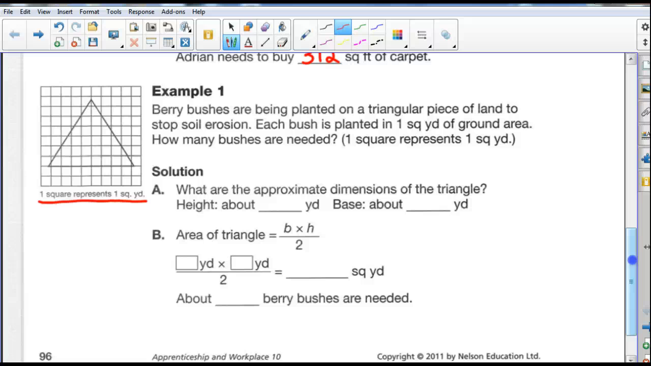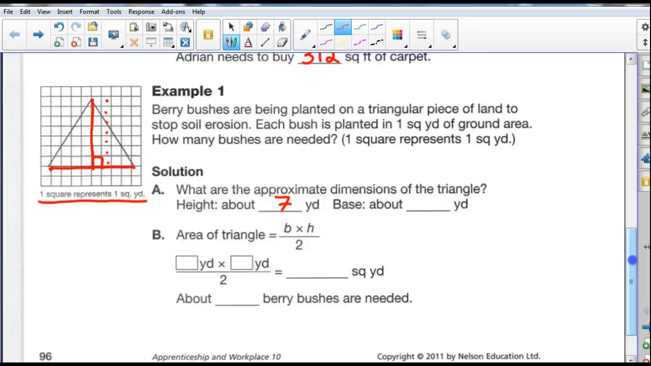What are the approximate dimensions of the triangle? The height. Well, we know that the height of a triangle is the perpendicular distance from the base, which is right here, to the vertex, which is right here. So we're going to draw a straight line here. It must form a 90-degree angle. Okay, so the height in yards would be 1, 2, 3, 4, 5, 6, 7. That is the height. The base is about, well, let's say it goes from here to here.